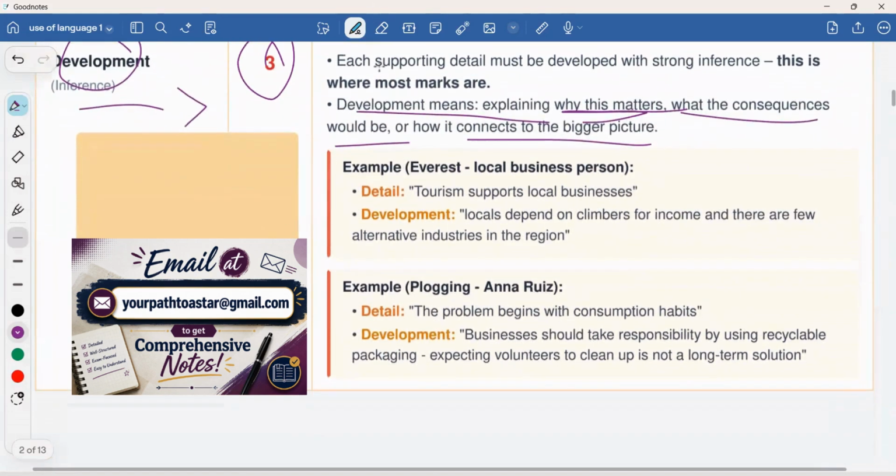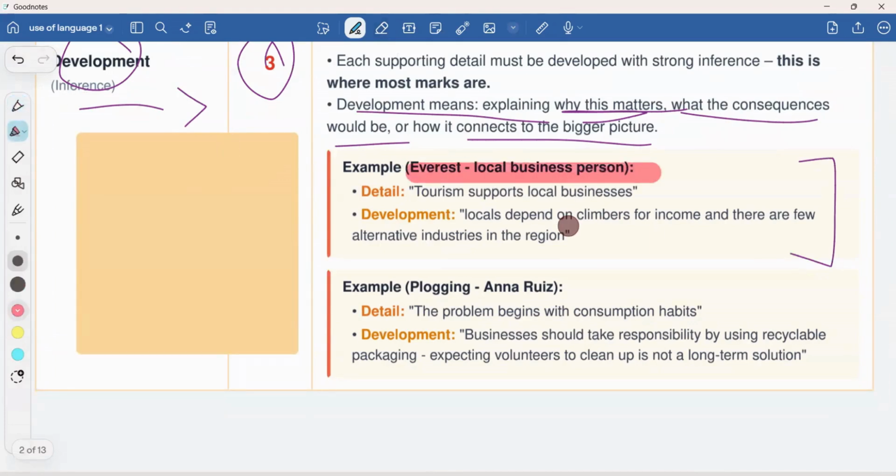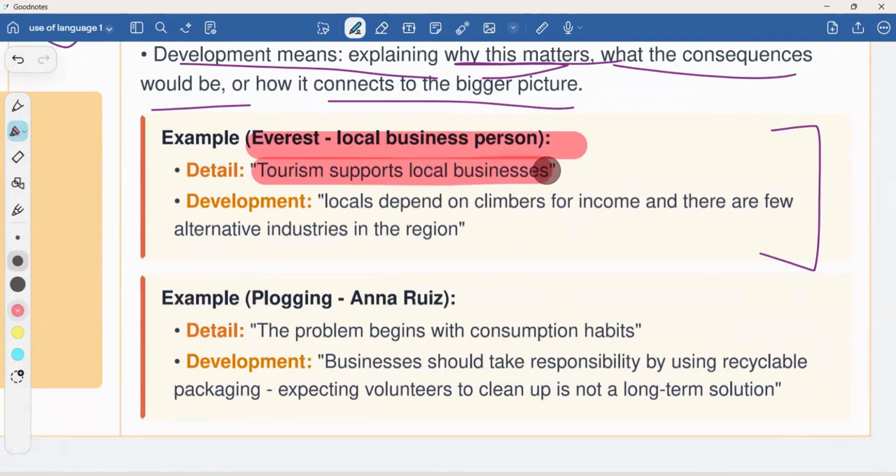So here is an example, then I will tell you specifically what development is. This example is from the past paper: Everest, local business person. The detail that we have selected here is that tourism supports local business. Let's suppose this is the detail that is relevant to the character's perspective, and we have added it here. So, how have we developed on this detail? Locals depend on climbers for income, and there are few alternative industries in the region.